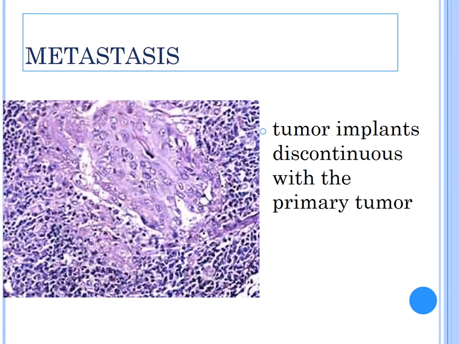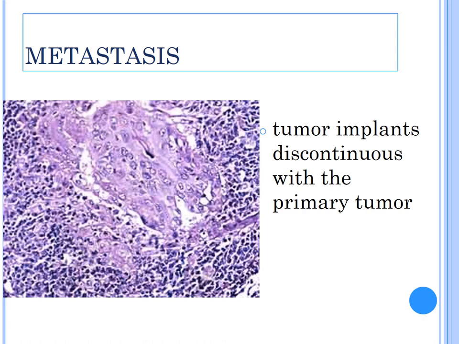so here now is a metastatic tumor. It is in the lymph node, and you can see that these cells are tumor implants. They are no longer connected. It looks like epithelial. They are no longer connected with the original tumor, the primary tumor. And that is the concept of metastasis. The word discontinuous, nakahiwalay na. That is the concept of metastasis, na humihiwalay na from the primary tumor, cancer cells.